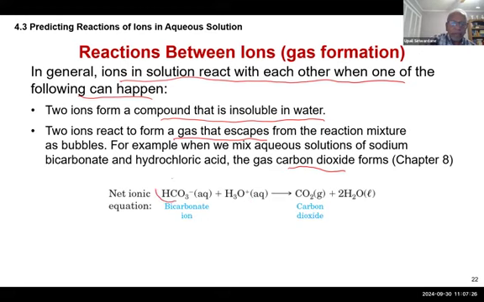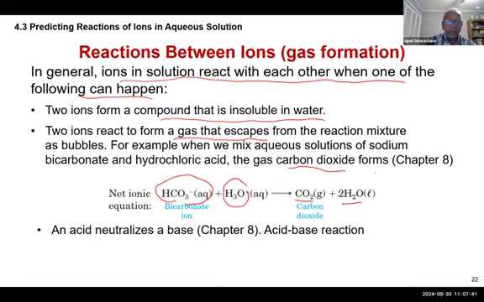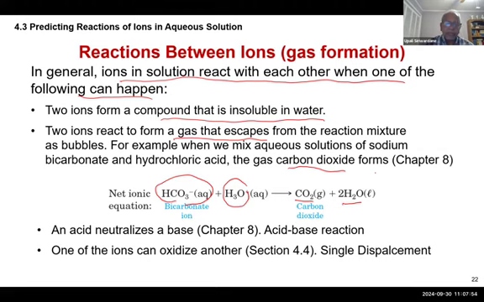The bicarbonate and hydronium ion. Hydrogen comes from acids. It produces carbon dioxide and water. That's the gas formation reaction. We are not going to talk about acid-base reaction in detail. A later chapter covers acid-base. One of the ions can oxidize another, single displacement. We're going to talk about single displacement reaction.